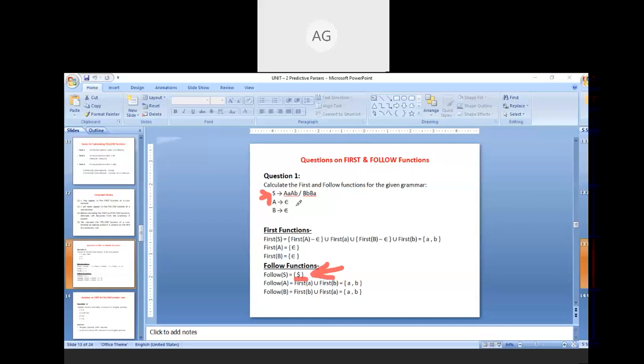Then you need to analyze whether S is there in the right hand side of any of the productions. Here you can see in all the four productions, S does not exist in the right hand side of the production. So that's it for the follow of S. Now you need to calculate the follow of A. So now you need to concentrate on the right hand side of all the productions.